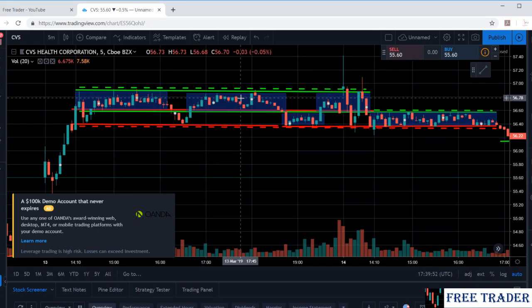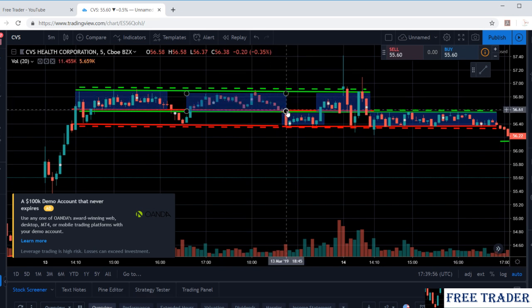This is CVS, okay? It went in the same range. It was trading the whole time in a range. Then it dropped. It trended in the range again.